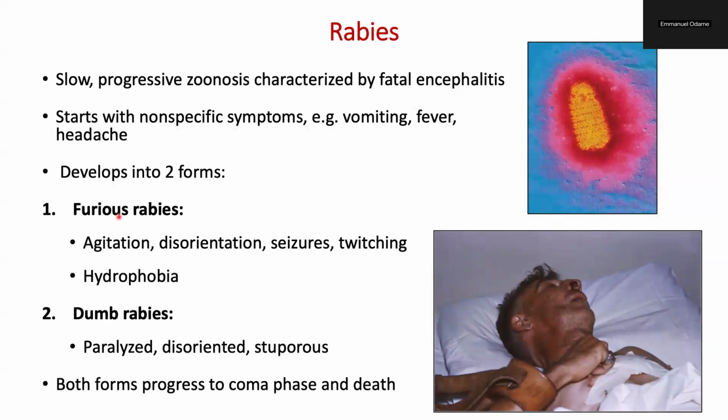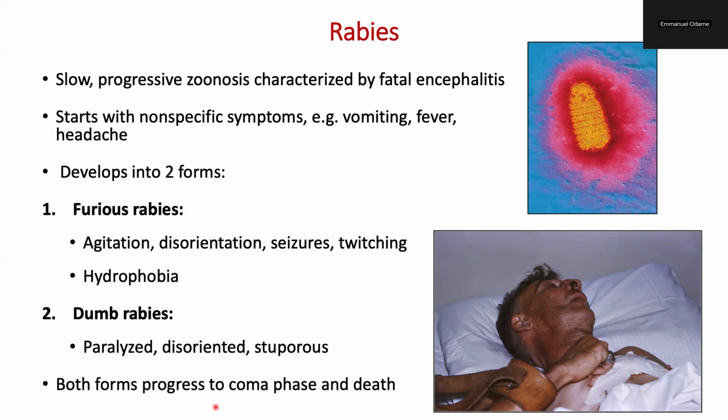Next on our list is rabies, which is a slow, progressive zoonosis characterized by fatal encephalitis. It starts with non-specific symptoms, for example vomiting, fever, and headache, and then it develops into two forms. We have furious rabies, in which you experience agitation, disorientation, seizures, twitching, and hydrophobia. The second one is dumb rabies, in which you experience paralysis, stupor, and also disorientation. Both forms progress to a coma phase and death.